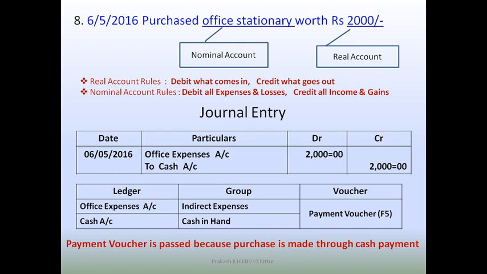In the ledger heads, the office expense account comes under the indirect expenses. Office expense always comes under indirect expenses. And then the cash account is under the group cash in hand. The voucher we have passed is the payment voucher, because the purchase is made through cash payment. Payment is made for the purchase of the stationery items, hence we pass the payment voucher.